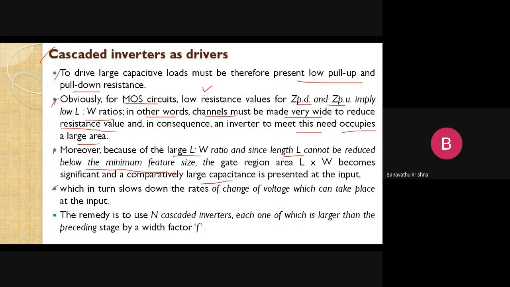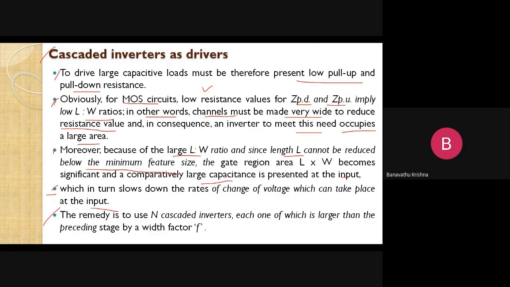So let us see here. Which in turn slows down the rate of change of voltage which takes place at the input. So when the channel width is wider, it must be charged with a large amount of voltage, which means it will slow down the action of the circuit here, right? And next, what are the problems here? We are going to maintain the low resistance path across the pull up and pull down devices in this case.